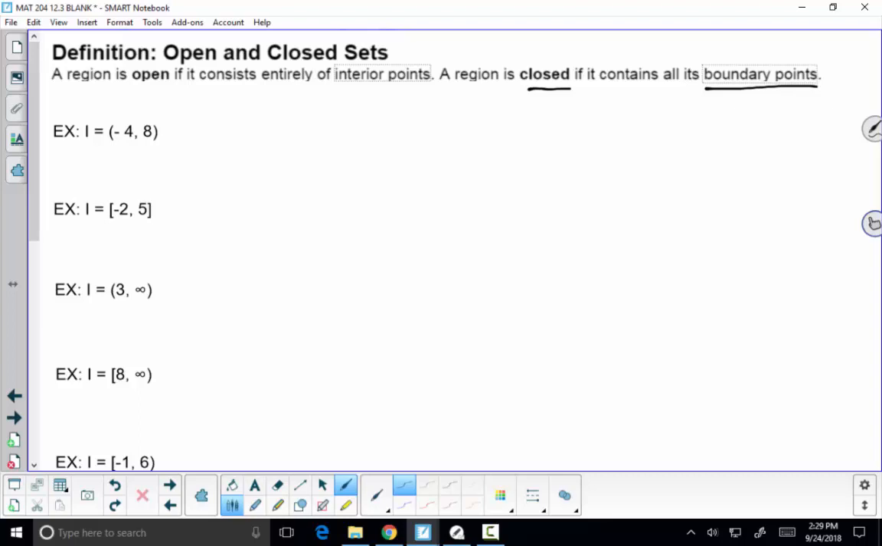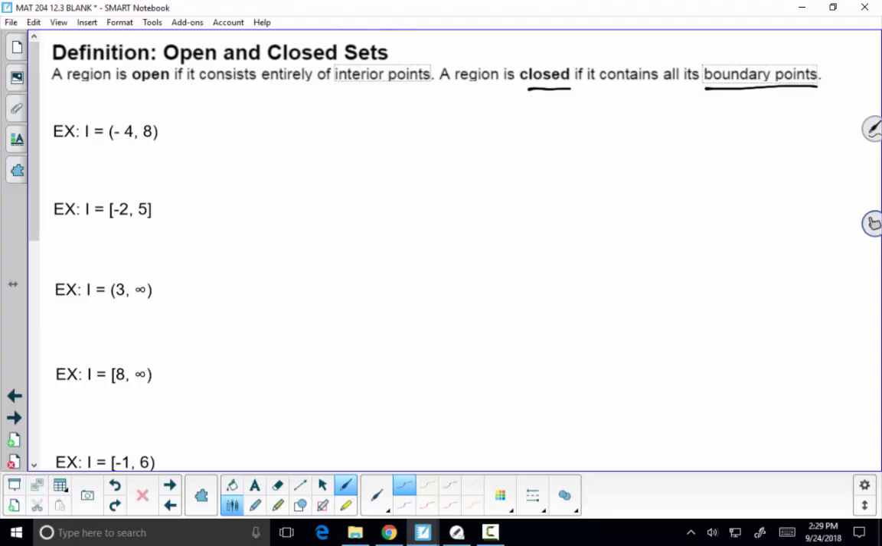Yeah, a door maybe. But if a region is open because it only contains a certain amount of points, then the extremities of the points it contains are its boundary points, right? So anything that's open is actually closed because it has boundaries. But this interval right here is open but not closed, right? Because this interval does not contain its boundary.